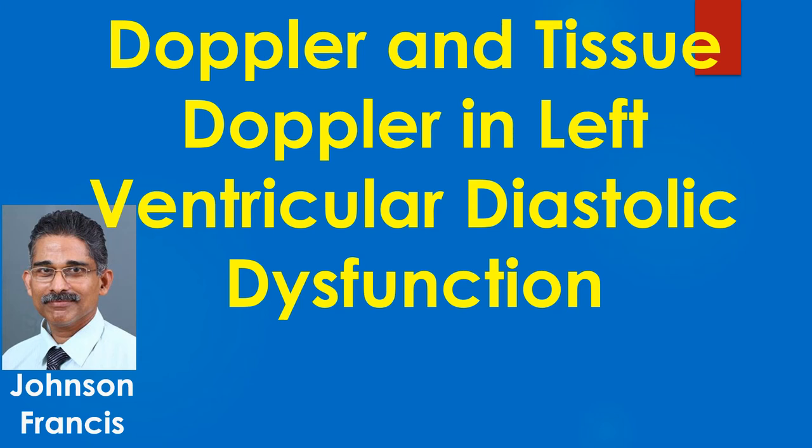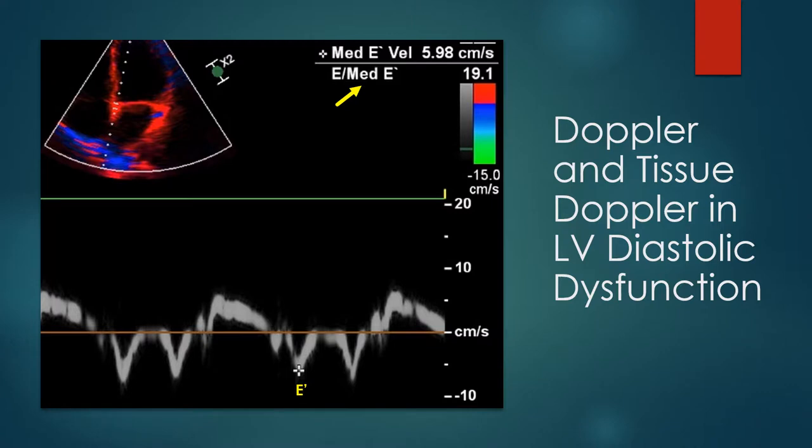Doppler and tissue Doppler in left ventricular diastolic dysfunction. This is a tissue Doppler image with color kinesis in the inset. E by E prime of the medial mitral annulus is shown as 19.1, indicating left ventricular diastolic dysfunction.